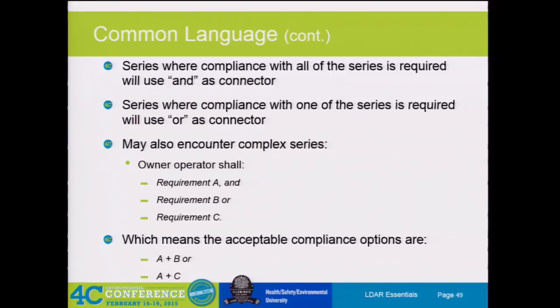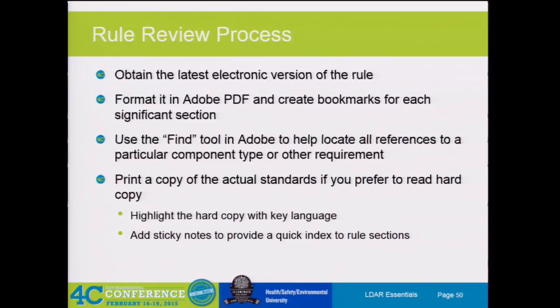So you may also encounter a complex series: owner operator shall requirement A and requirement B or requirement C. So there you have to do A and either B or C. You don't have to do A, B, and C. So that's just that one. Small example there.